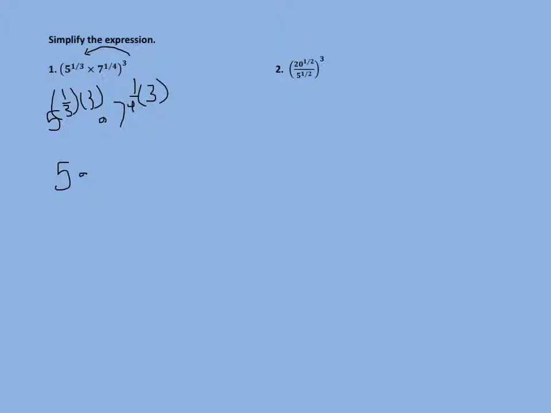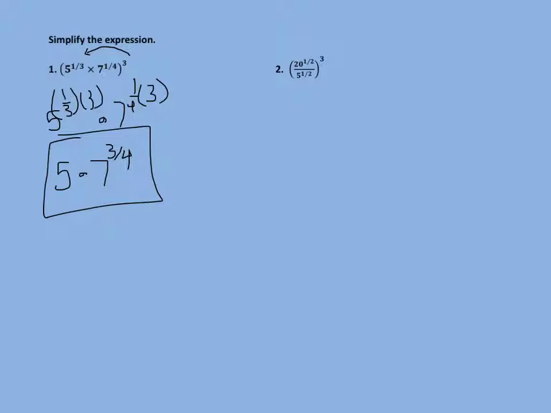1/4 times 3 is 3/4. So it's 5 times 7 to the 3/4 power. Okay. I can't simplify anything here, so we move on.